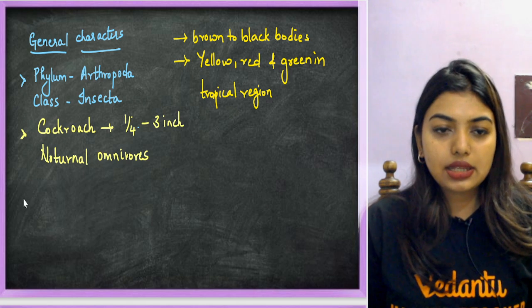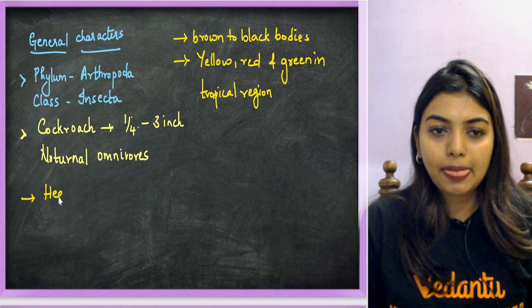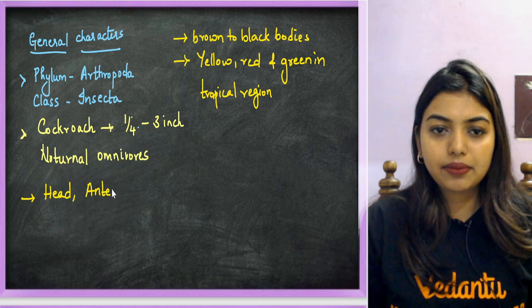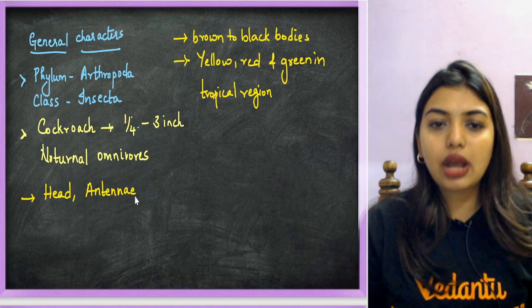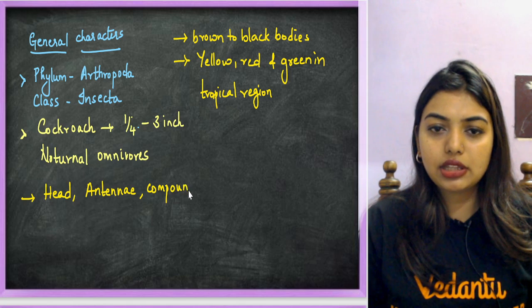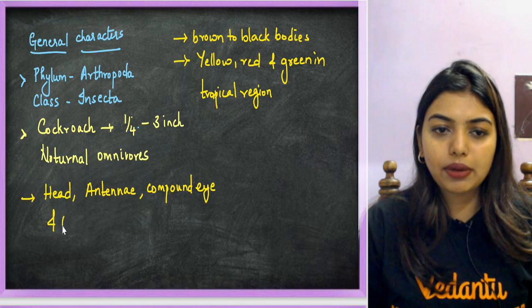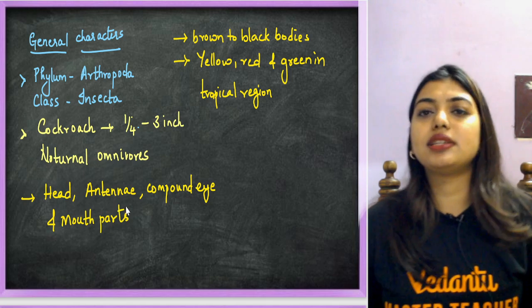Okay, next thing, what have they told about the cockroach? The cockroach has a head, antenna, and compound eyes. We have to tell about everything present in the head: the compound eyes and the mouth parts. These things are present in the cockroach.